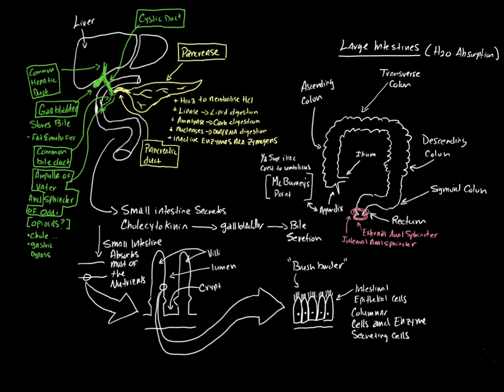Some other things happen as well. There are substances that are secreted by the pancreas. The first substance that gets secreted is bicarbonate. Why do you think it's important for the pancreas to secrete bicarbonate?